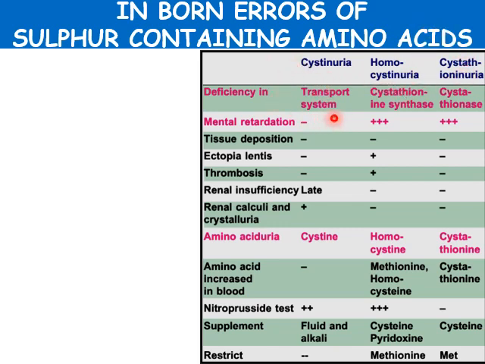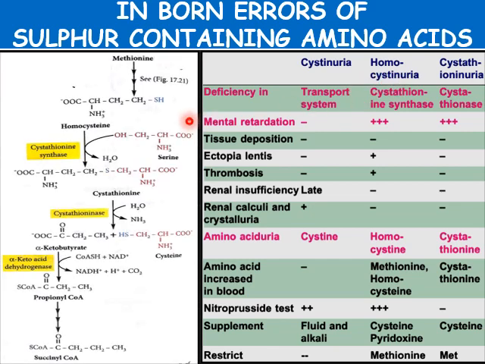Cystinuria is mainly due to a defect in the transport system. Homocystinuria is due to a defect in cystathionine synthase, with accumulation of homocysteine. Cystathioninuria is due to a defect in cystathioninase, resulting in increased cystathionine in the blood. These conditions are both associated mainly with mental retardation. In homocystinuria, ectopia lentis is a prominent feature. In cystinuria, renal calculus is seen.